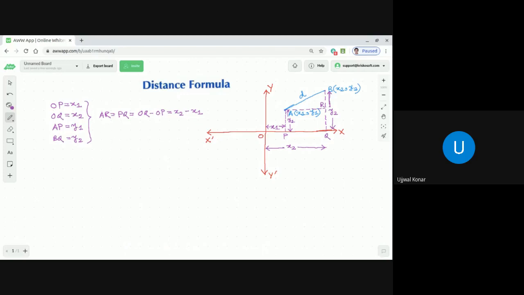Now let us find the value of BR. In the similar manner, dear students, BR is equal to BQ minus RQ. What is the value of BQ? BQ value is y2. Minus RQ. RQ is nothing but AP. AP is what? y1. So what we get? y2 minus y1.